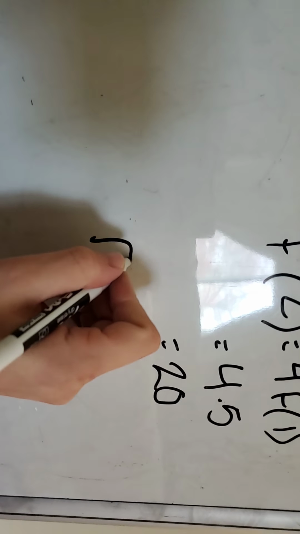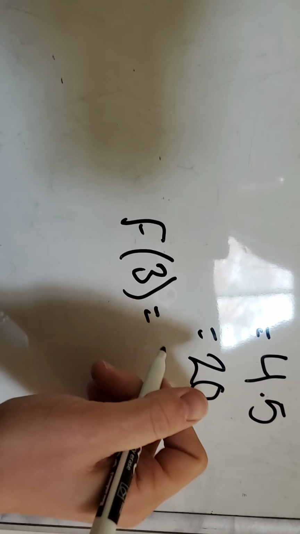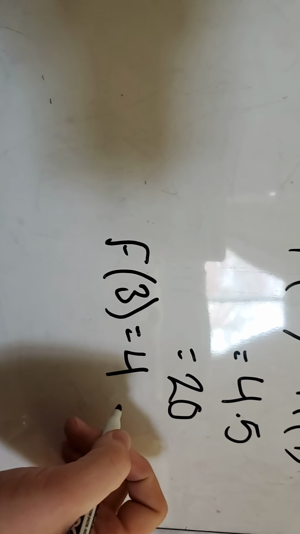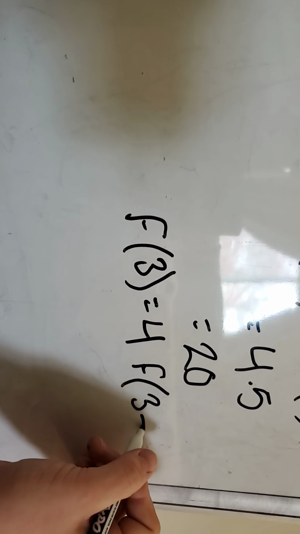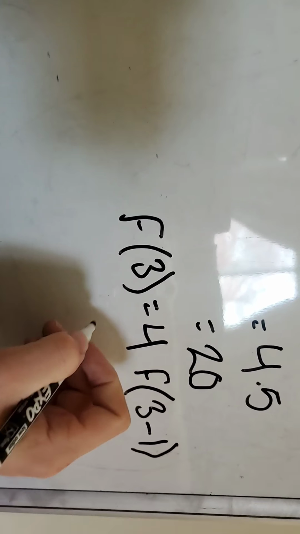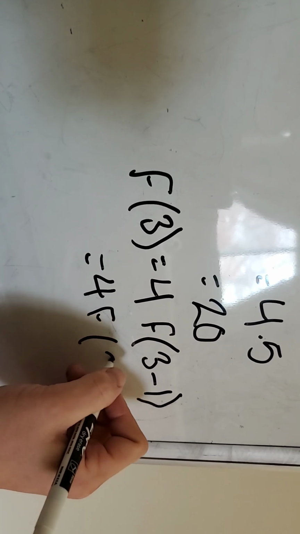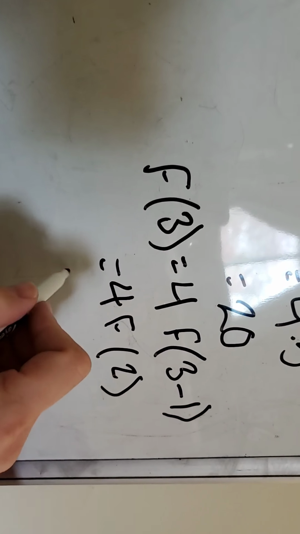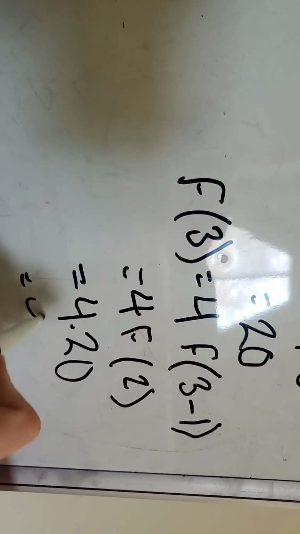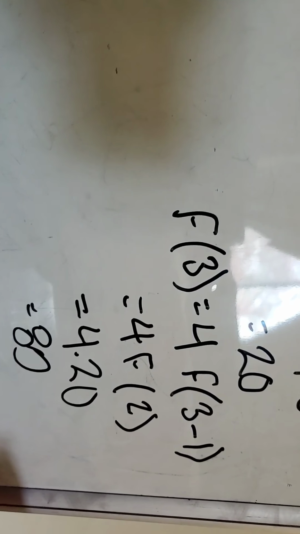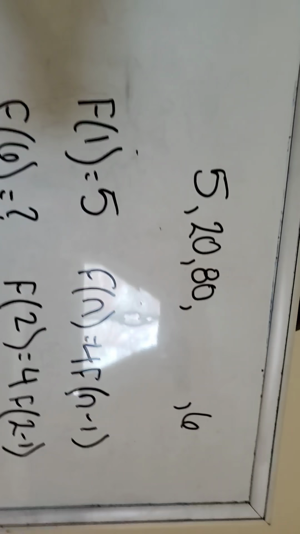That's a little shortcut, but I'll show you just in terms of notation how you do that again. So f of 3, the next term, the third term, is 4 times f of 3 minus 1, the term before it, which is f of 2. 4 times f of 2. What is f of 2? It's 20. So 4 times 20, which is 80. Okay, so then I just write 80. And I can clearly see my pattern.